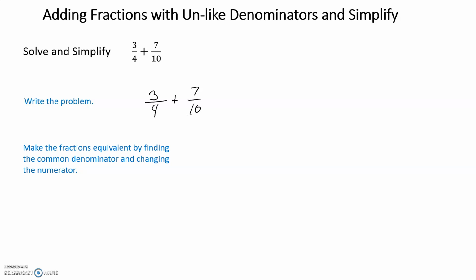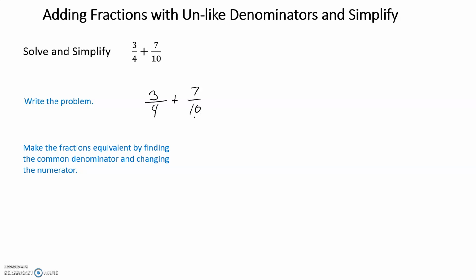So 4 and 10, I'm going to look at the bigger number, and I'm going to find the multiples of that number and see if it connects with 4 anywhere. So the first multiple of 10 is 10. 1 times 10 is 10. All right? Is 10 a multiple of 4? And the answer is no.